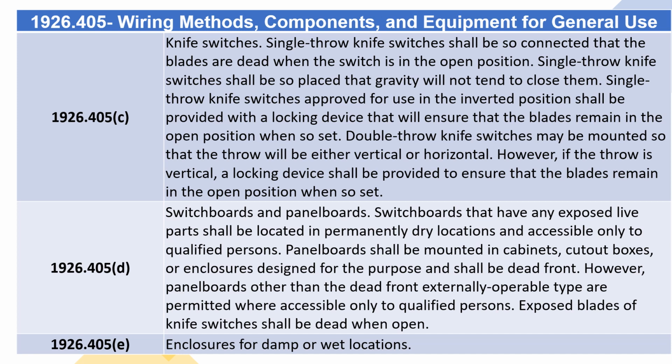1926.405 C. Knife switches. Single-throw knife switches shall be so connected that the blades are dead when the switch is in the open position. Single-throw knife switches shall be so placed that gravity will not tend to close them. Single-throw knife switches approved for use in the inverted position shall be provided with a locking device that will ensure that the blades remain in the open position when so set.